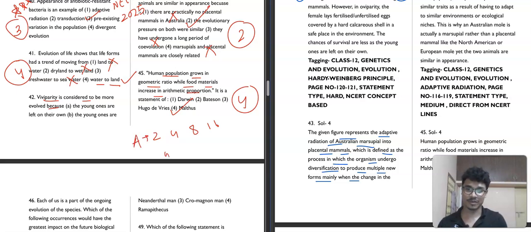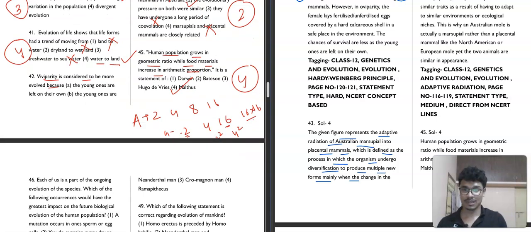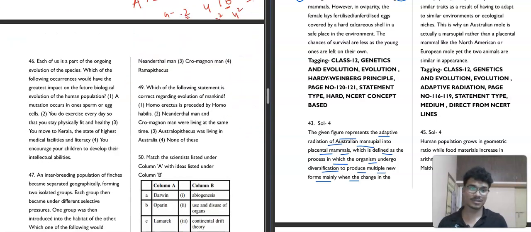What is geometric progression? 2, 4, 16. Like 16 into 16, what it is, I can't remember right now. So it is like this, a square. Like 2 to the power 2, then 4 to the power 2, in this way. Okay. Then question number 46.